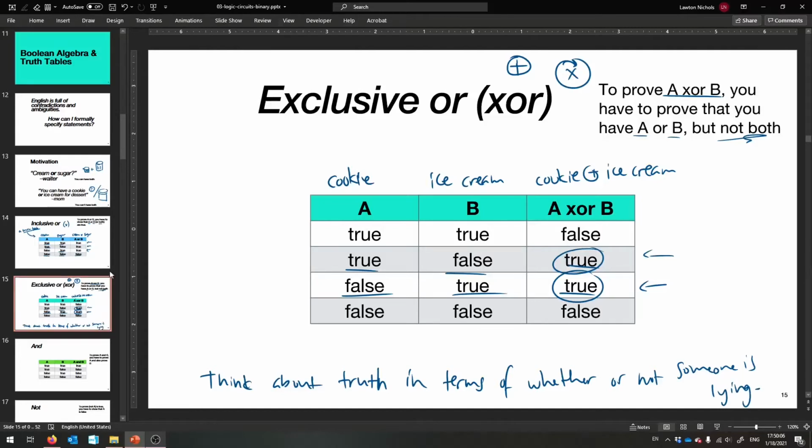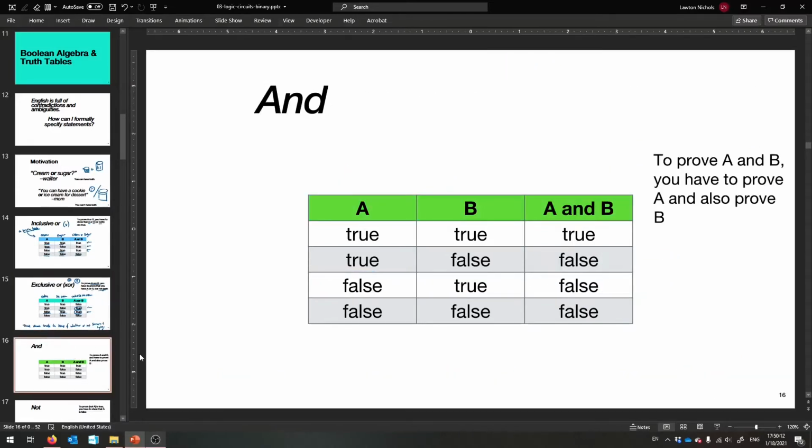Like, was that statement really true that they just said? All right, so that's OR. That's the hardest one to think about, and now it gets easier. So let's talk about AND. So there's an AND operator in logic.